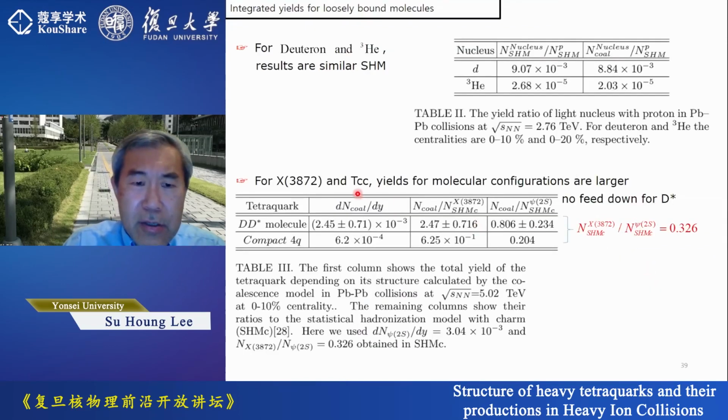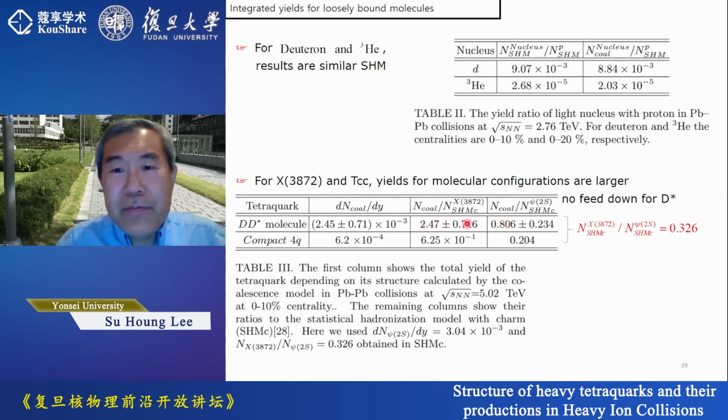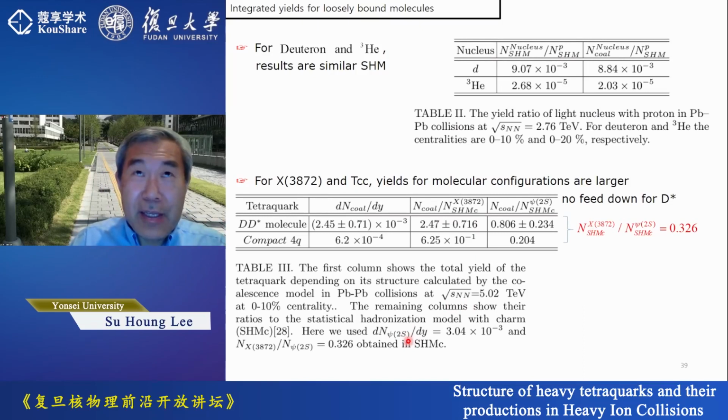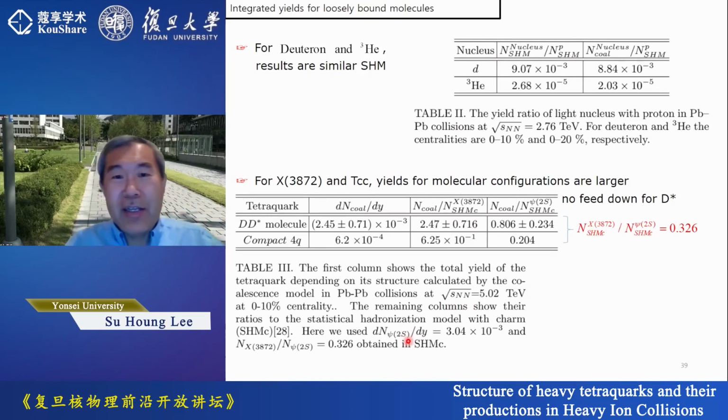These are just the total yields that we obtained by integrating. We also compared with psi 2s. The statistical model gives you 0.3, and the statistical model is lower if they are compact, while the coalescence model is larger. But we are still far away from the CMS data, which is at very high PT.